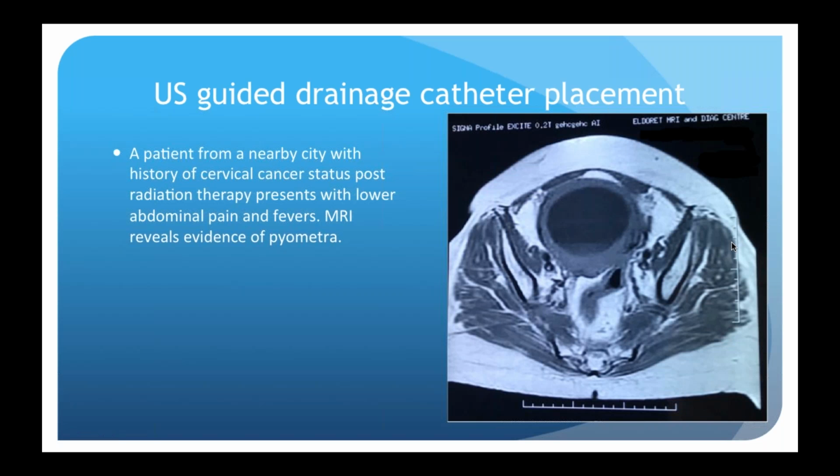This is another example of an ultrasound-guided drainage catheter placement. This is a very sick lady that came from the city of Kisumu, which is on the coast of Lake Victoria. She has a history of cervical cancer and had undergone radiation, and presented with lower abdominal pain and fevers, and she had an MRI done which revealed pyometra, so pus within the uterus. And you can see here a pus-filled uterus with layering debris.